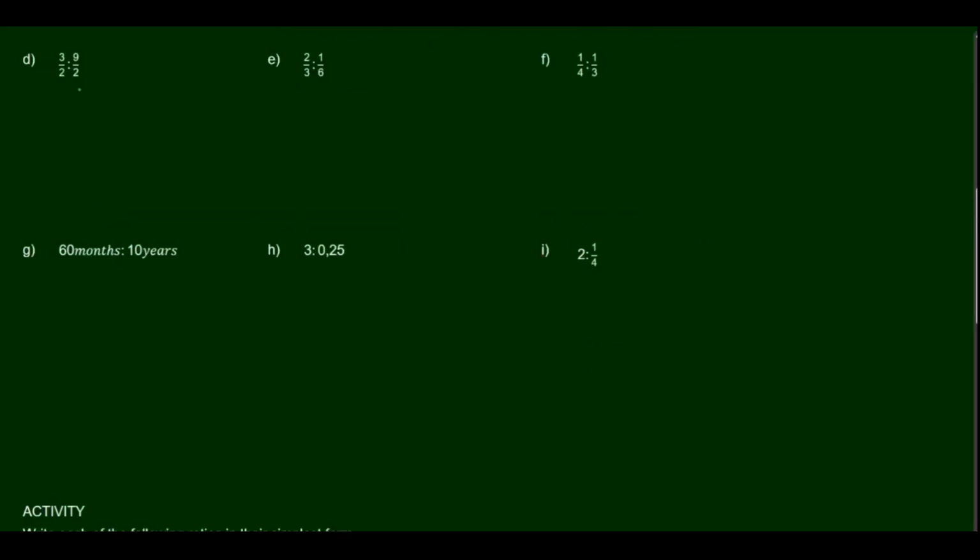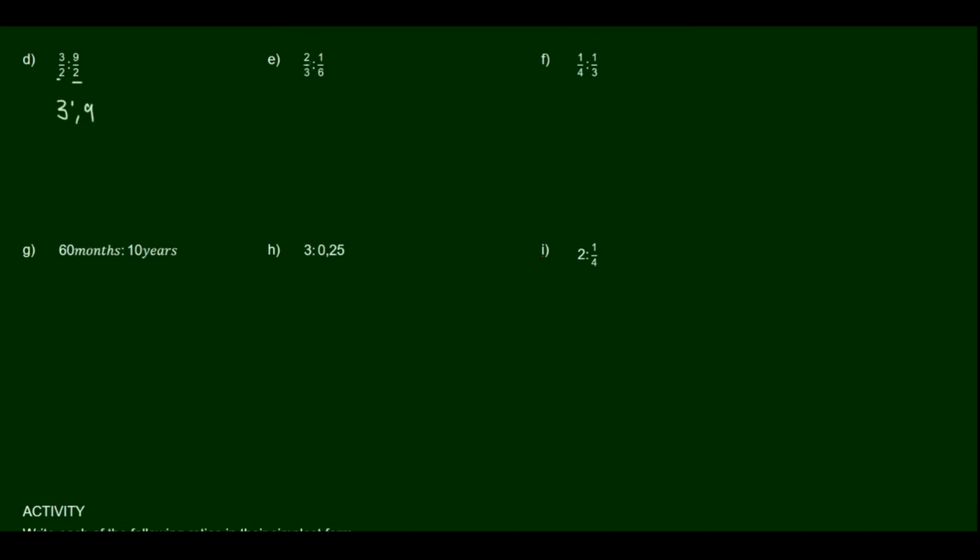When the ratios are in fraction form like this, we have to be careful. The main thing is to make sure that the denominators are the same. Like here with 3/2 is to 9/2. This is easy because the denominators are the same. So this reduces to 3:9.